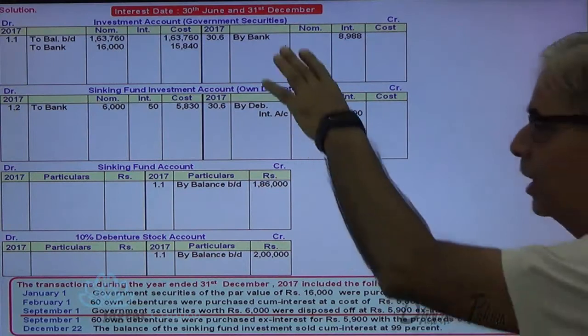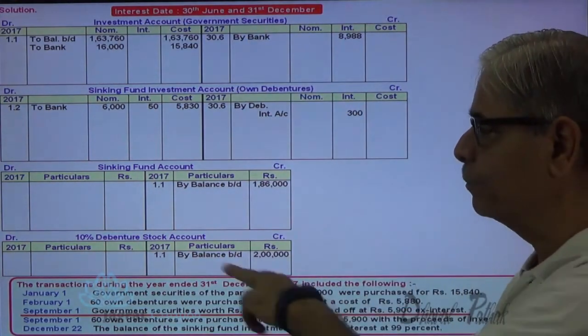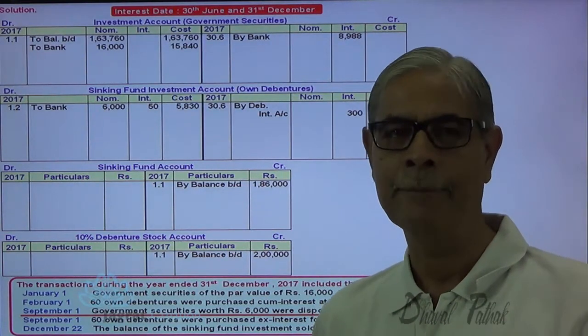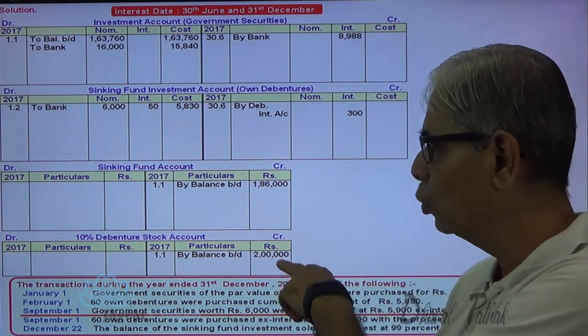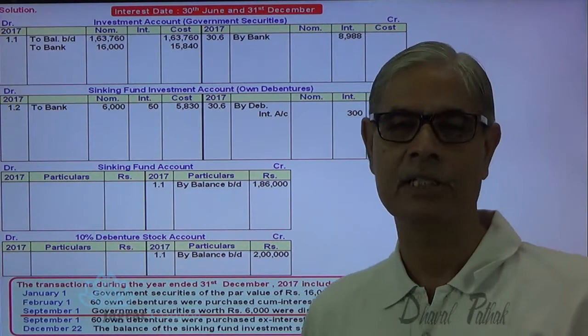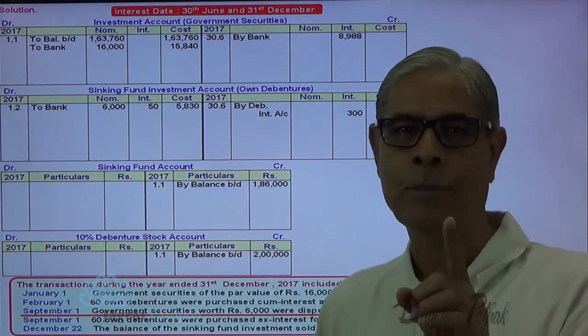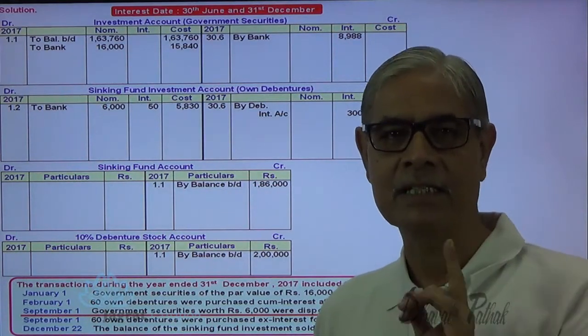Now, here we are required to prepare only this many sums. So I am not going to write down the entry for debenture interest because it is not asked of me. But I have explained to you that on 2 lakhs at the rate of 10%, 6 months interest is to be paid. So 2 lakhs into 10%, 20,000 is the annual interest. 6 months interest is 10,000.